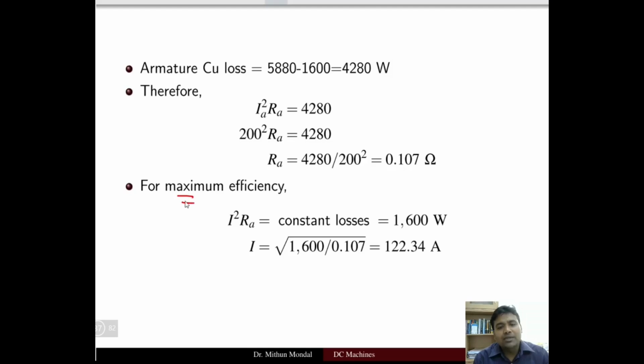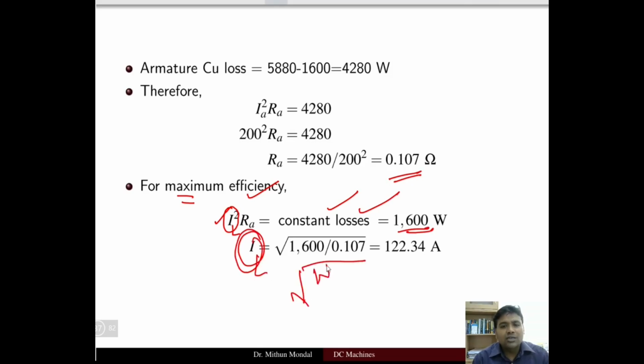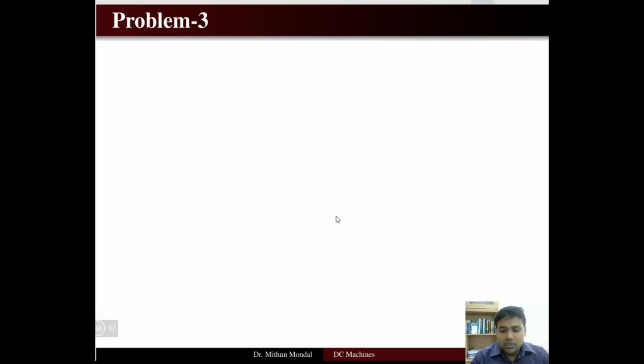Now your maximum efficiency condition is coming. Efficiency is maximum when your constant losses are equal to your variable losses, right? So in this case you will find the load current corresponding to the maximum efficiency. The armature resistance you have computed as 0.107, and the constant losses as 1600 watt. So the load current IL will be the square root of the total constant losses divided by the armature resistance. So you will get 122.34 ampere as the load current corresponding to the maximum efficiency. So this was problem number 2.